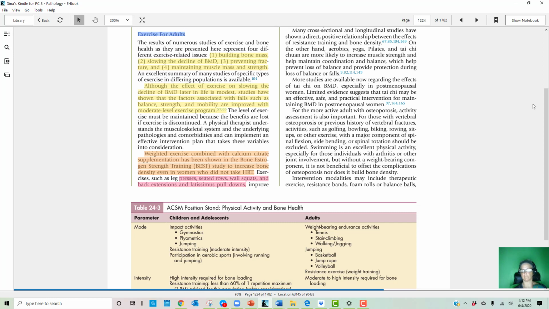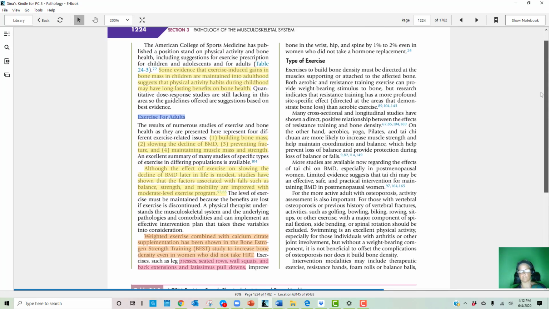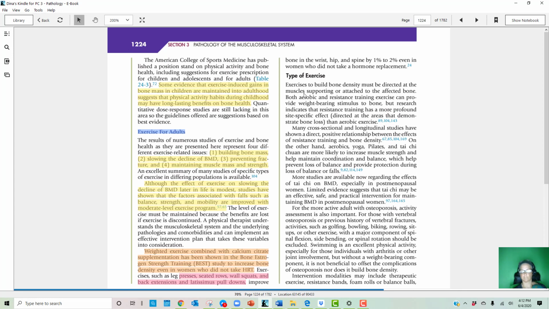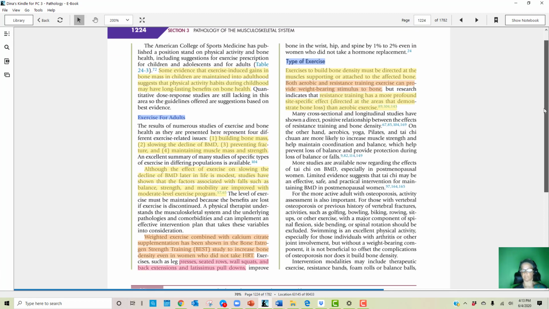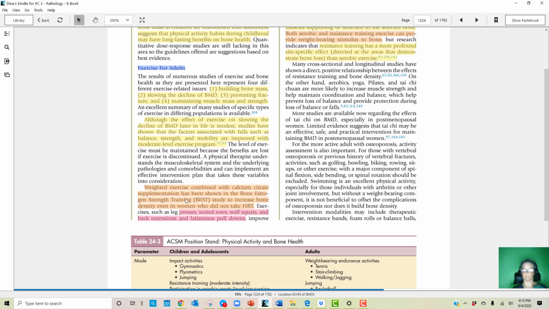Type of exercise. Exercises to build bone density must be directed at the muscles supporting or attached to the affected bone. Both aerobic and resistance training exercise can provide weight-bearing stimulus to bone, but research indicates that resistance training has a more profound site-specific effect, directed at the areas that demonstrate bone loss, than aerobic exercise. Cross-sectional and longitudinal studies have shown a direct, positive relationship between the effects of resistance training and bone density.